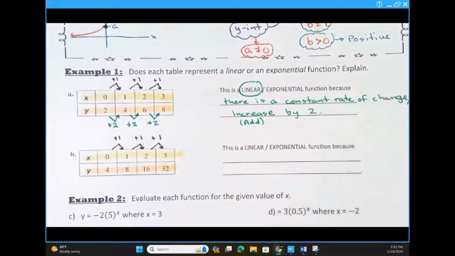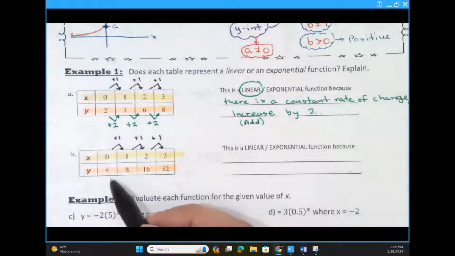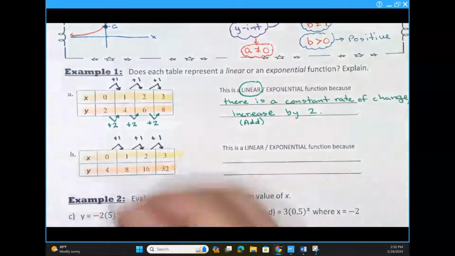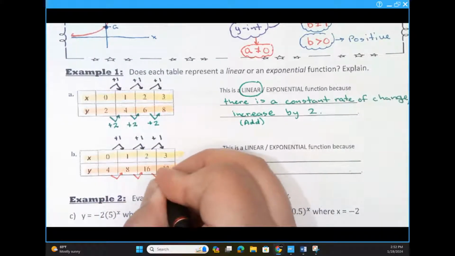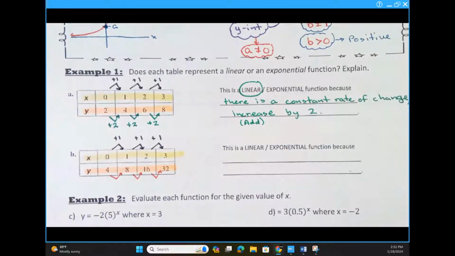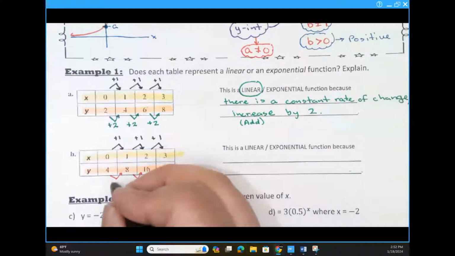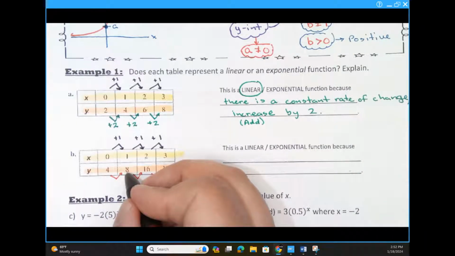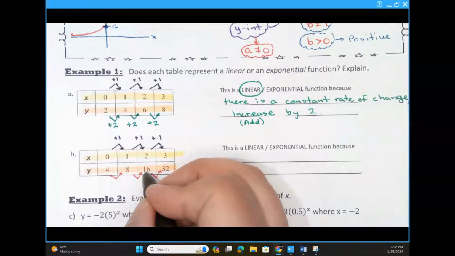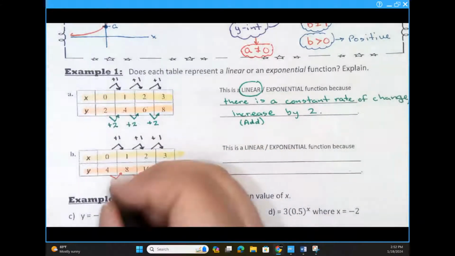Okay? Now, when I look at the other one, when I look at my y values here, well, let's see. My numbers are getting smaller, smaller, smaller. Sorry, what am I talking about? My numbers are getting bigger and bigger and bigger. Now, the question is, how are they getting bigger? Well, look, 4 plus 4 is 8. 8 plus 4 is not 16. Okay, it's not adding. Well, then maybe it's multiplying.